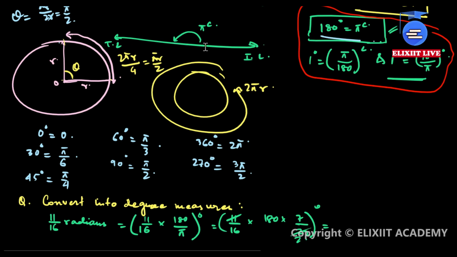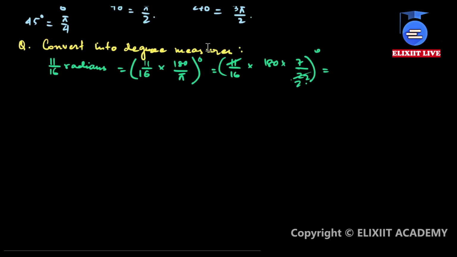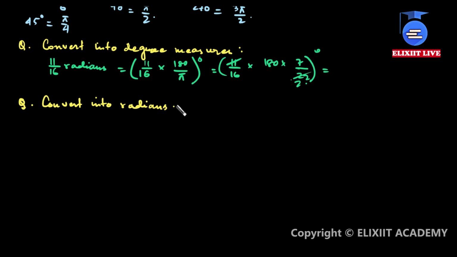Understand from here itself. Let's take one question. This is a simple question, you can simplify. Now I'll show you. Suppose the question is asked in this manner: convert into radians. These small questions can be asked.